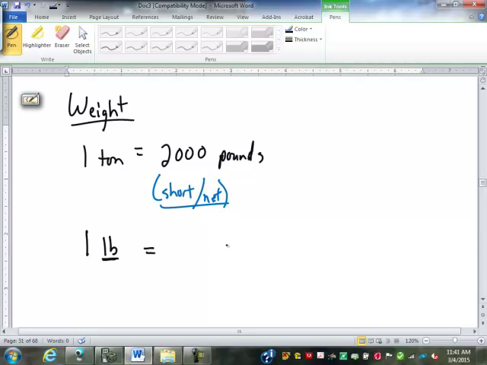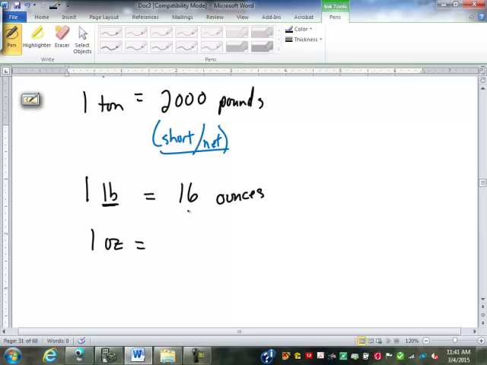Smaller than 1 pound, we have ounces. And there are 16 ounces in 1 pound. Smaller than an ounce, the abbreviation for ounce is OZ, which also comes from the Latin word for ounce, which I can't think of right now. So we're going to just leave it at that. It's OZ.